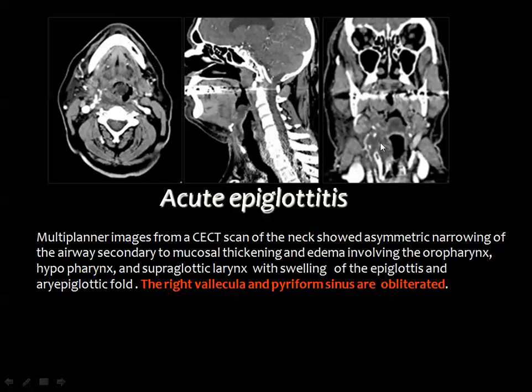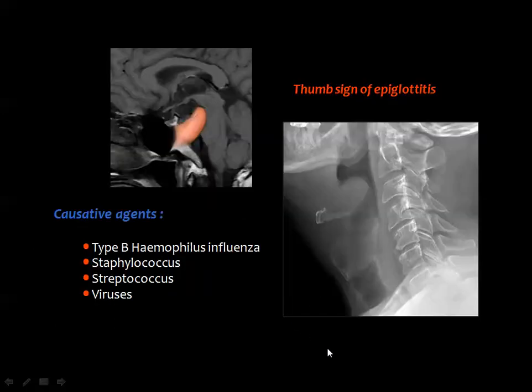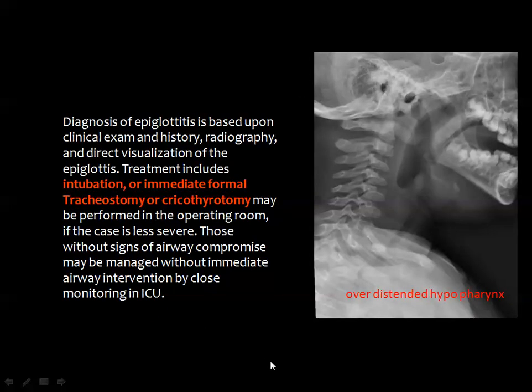And you can compare this with the normal appearance of the left aryepiglottic fold, the preservation of the paraglottic space. Then this is usually simulated by the thumb. And if you look here, this is what I mean, this is the swollen epiglottis, which may look similar to this thumb. The organisms are, of course, Haemophilus influenzae, Staphylococci, Streptococci, and viruses.